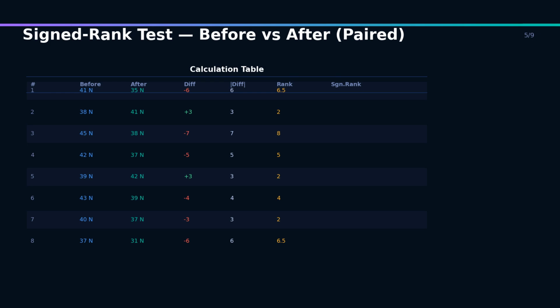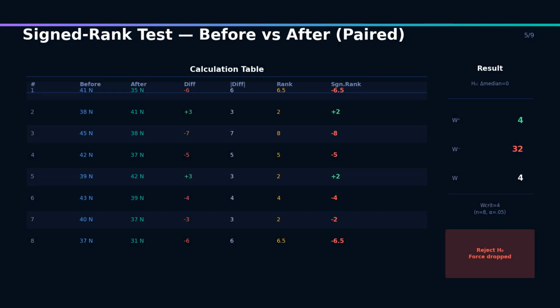If most differences go in one direction, W will be very small, and that is your statistical evidence against the null hypothesis. In this example, W equals 4, which is at the critical threshold for 8 pairs at an alpha of 0.05. Thermal cycling significantly reduced retention force.